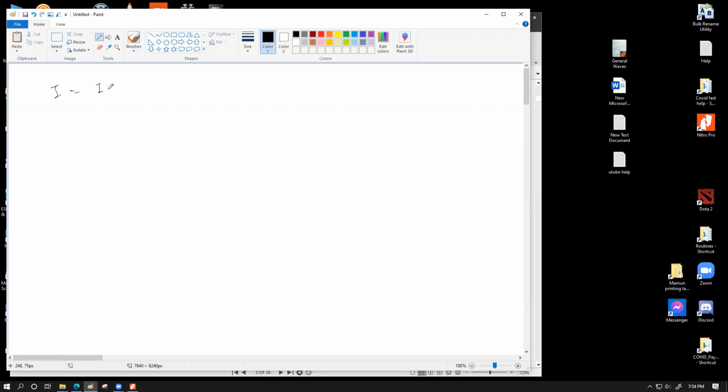Incoming intensity is equal to reflected intensity plus transmitted intensity. Second equation: the ratio between reflected and original intensity is given by Z1 minus Z2 whole square divided by Z1 plus Z2 whole square, where Z equals the physical density of the object multiplied by the speed of the wave through that medium.